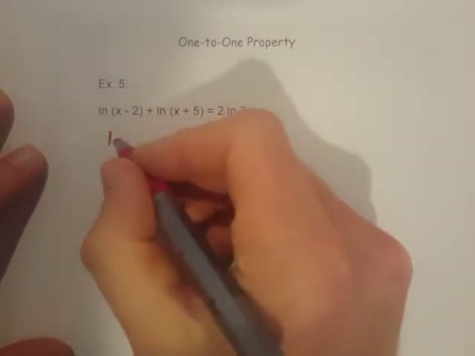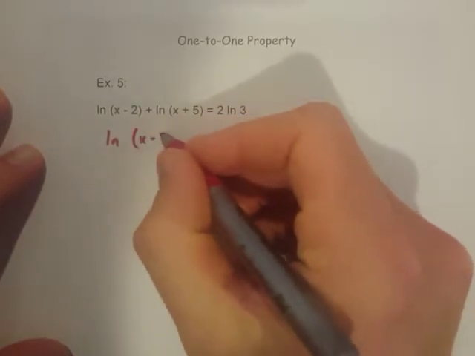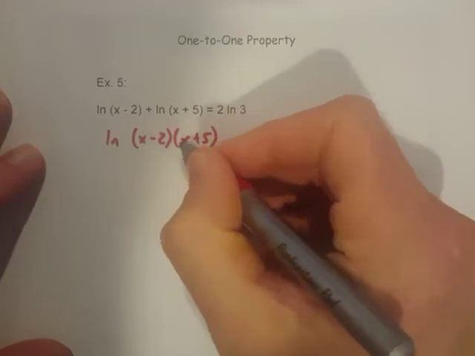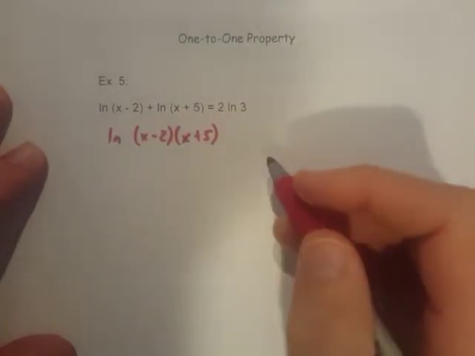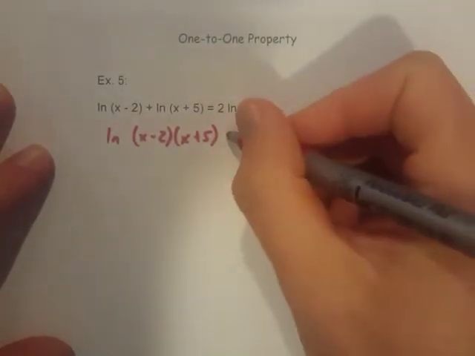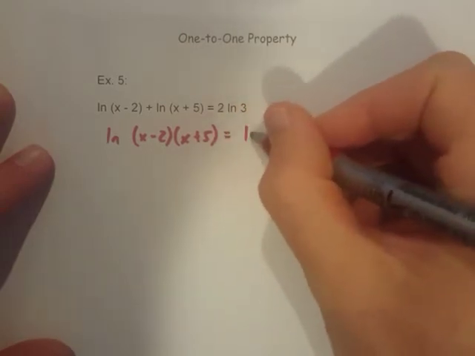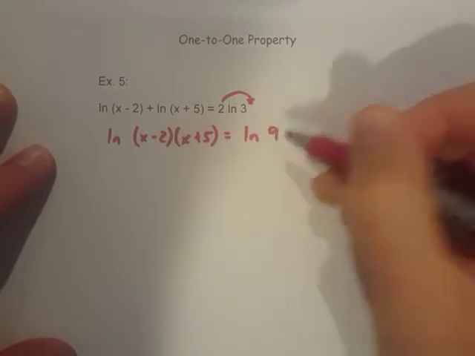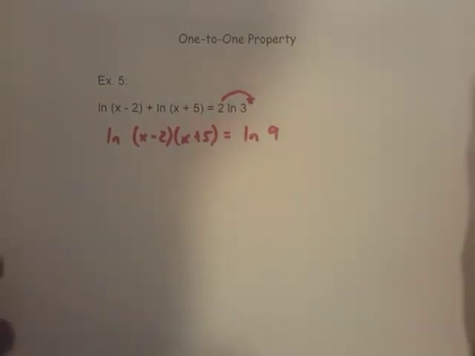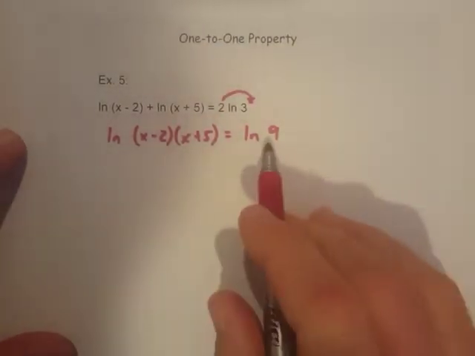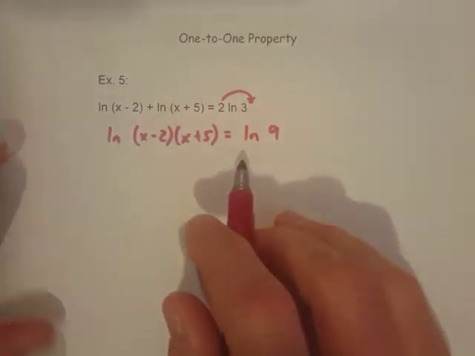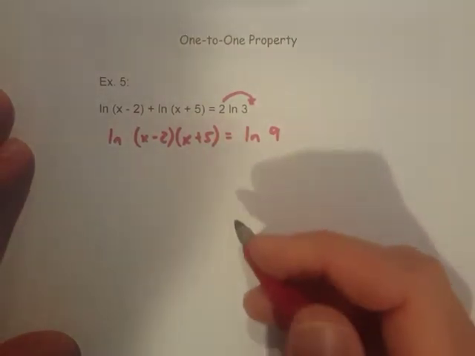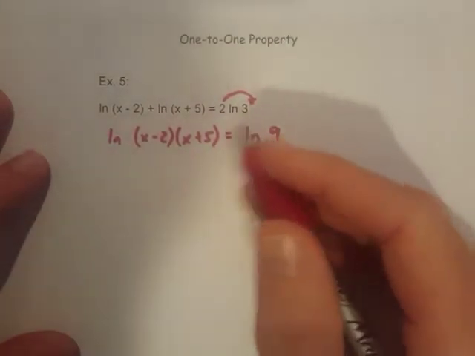That's going to be ln of x minus 2 times x plus 5, because remember that multiplication and addition go together in terms of the log properties. Over here, we're going to have ln 3 squared, so that's ln 9. Now, once we have just a single log expression on both sides of the equation, then we can get rid of the log. That's what the one-to-one property does. As long as we have the same base, we can get rid of that log.